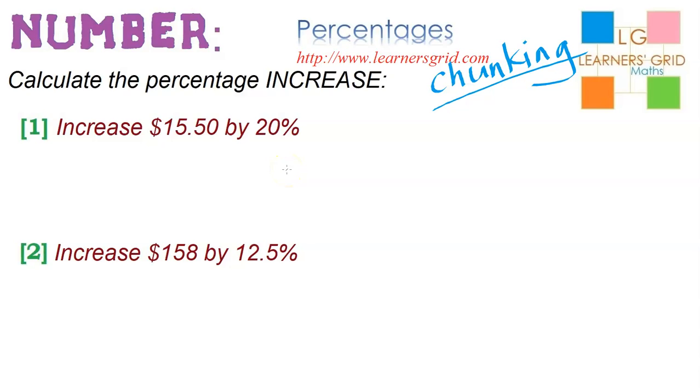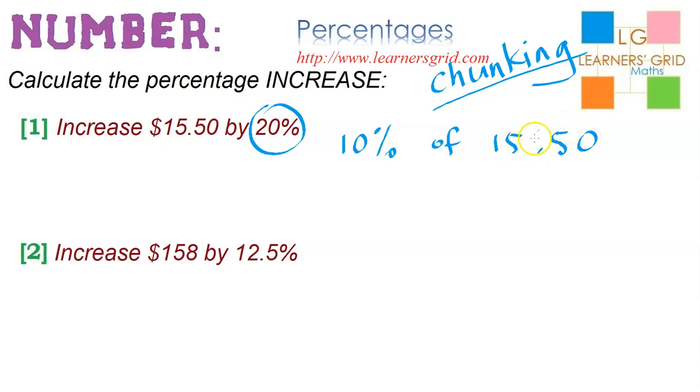Okay, so chunking really means that we break things down into smaller chunks. And what I'm going to break down into smaller chunks is the 20%. Okay, so I'm going to break that down to 10%. Okay, so can I figure out 10% of 15.50? Well, it's pretty easy.